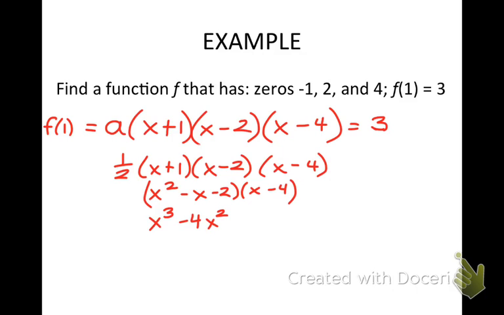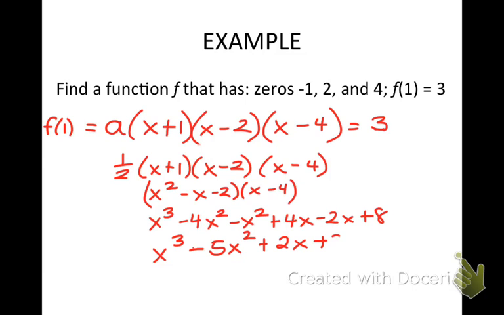Now I'll take the negative x to everything. Negative x times x is negative x squared. Negative x times negative 4 is positive 4x. Now distribute the negative 2 to x: negative 2x, plus 8. Combine like terms. So we end up with what? X to the third minus 5x squared plus 2x plus 8. And then my last move would be to multiply everything by 1/2.